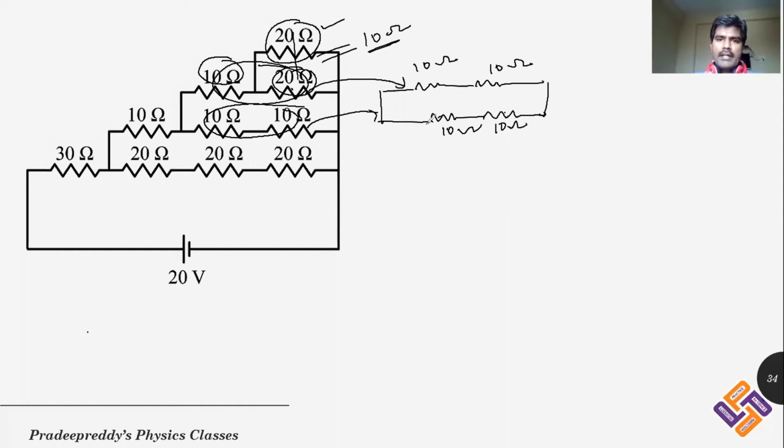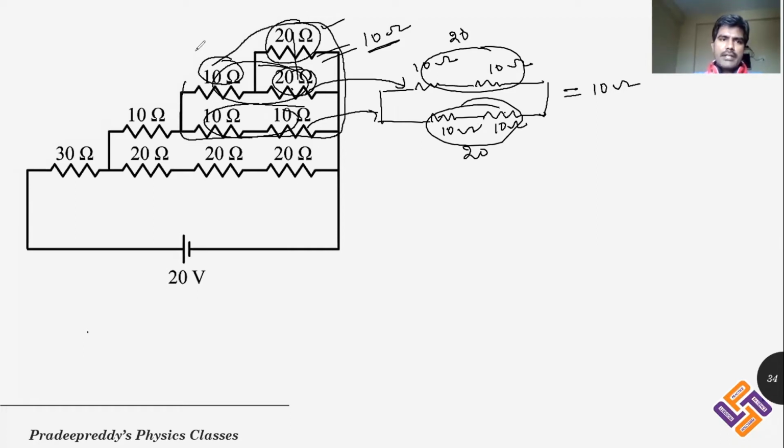So 10 and 10 become 20, 10 and 10 become 20, and 20 and 20 in parallel become 10 ohm. So finally, what is the effective value till here? The effective value till here is equal to 10 ohm, right? And that 10 ohm is in series with this 10 ohm. 10 and 10 become 20.